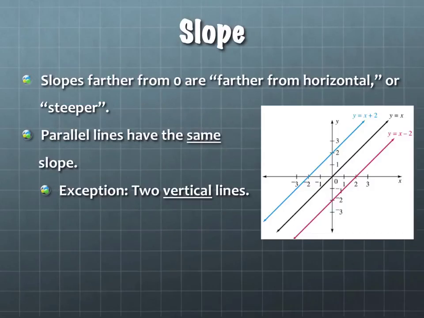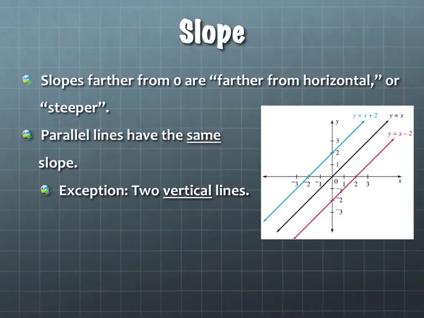All right, so slopes that are farther from zero, so bigger numbers, either positive or negative, are farther from horizontal, or steeper. And then parallel lines have the same slope. The exception is vertical lines, because they would have undefined slopes. So you could say they're the same, but it's weird to say that something's the same when it just doesn't exist for each of them, right? That's what undefined kind of means.